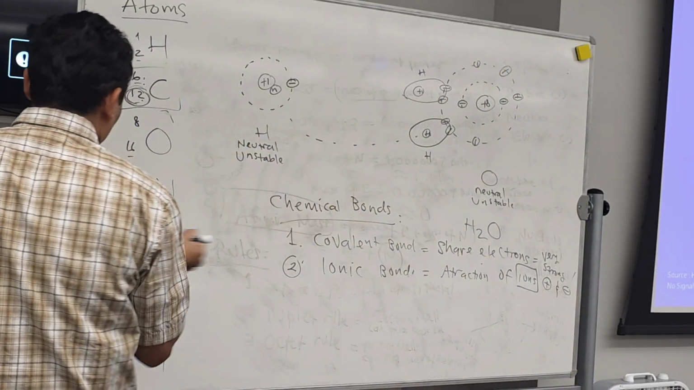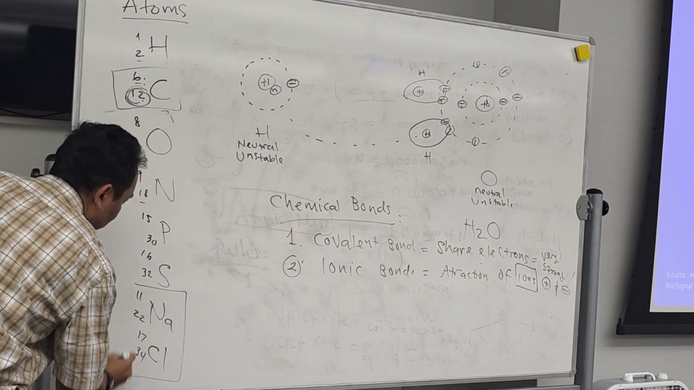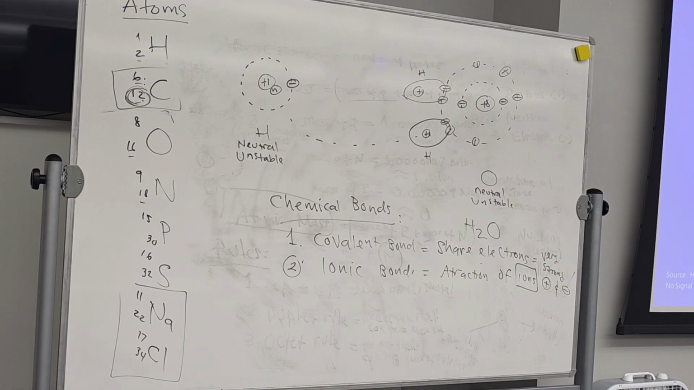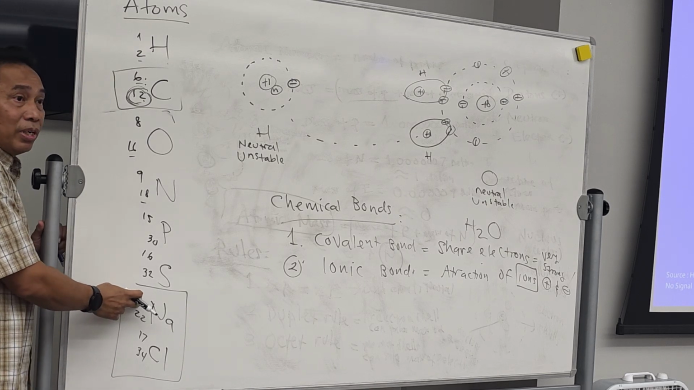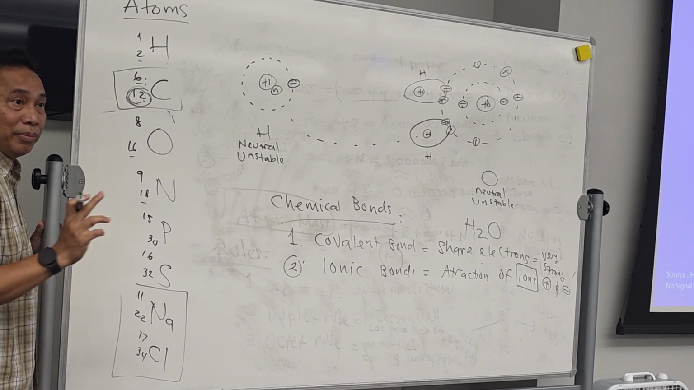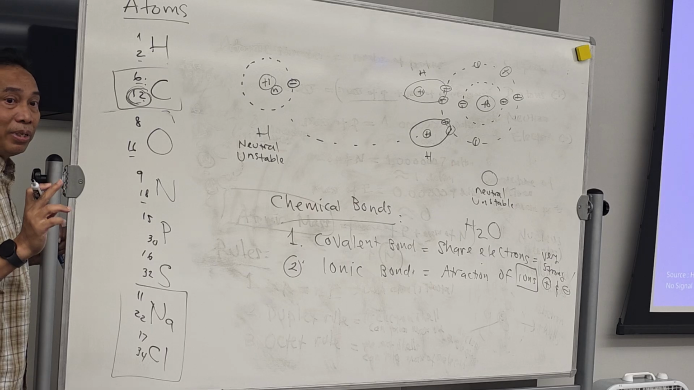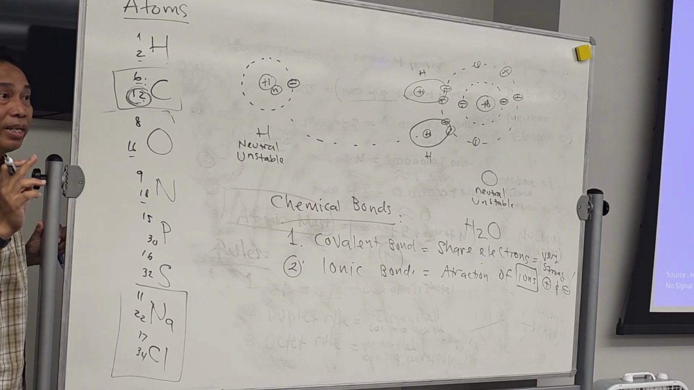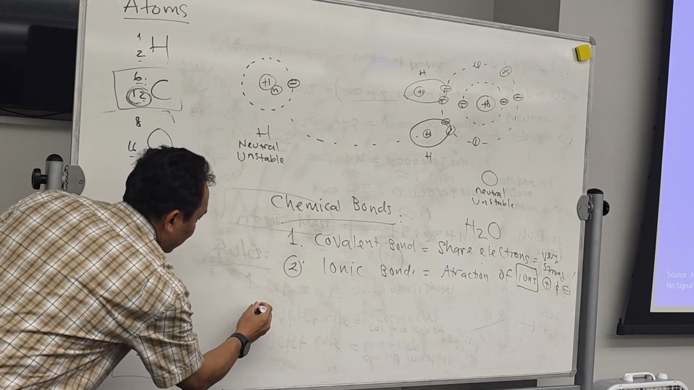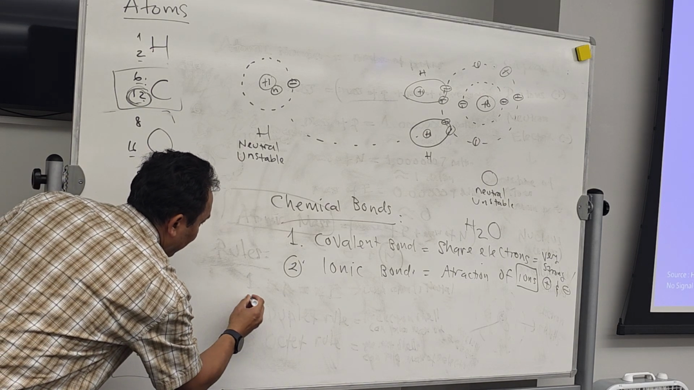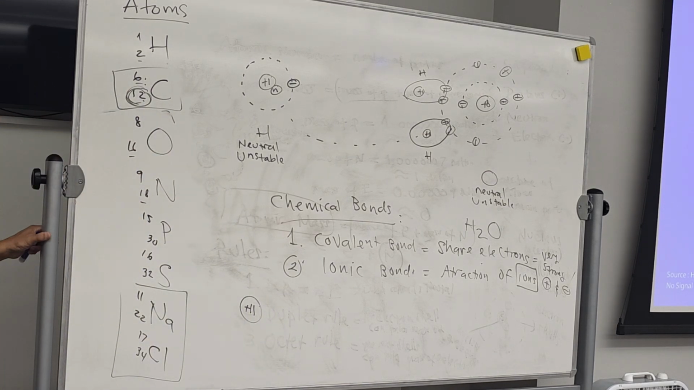Look at this example. We're going to use this one over here. These two atoms, sodium and chloride. What is the atomic number of sodium? 11. What does that mean? How many protons? 11. So you're going to have plus 11 in the nucleus, right? Positive 11. Are you with me?